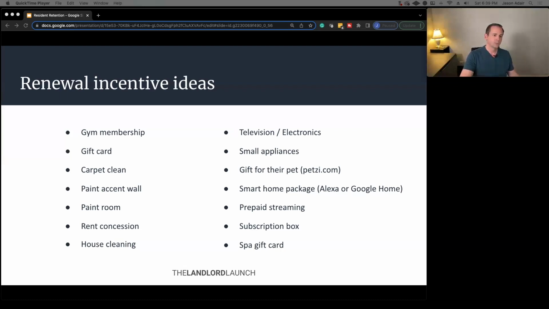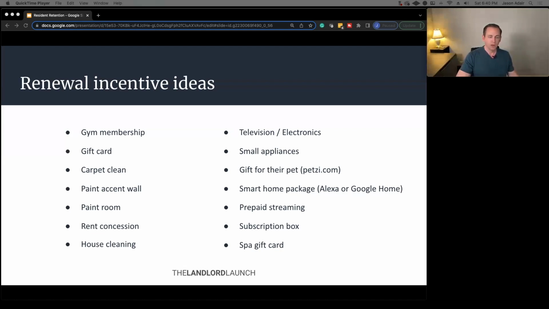So here's some renewal incentive ideas that some people respond to very well. Some of this is going to be situational, depending on your area, depending on the type of tenant that you have. You may know your tenant well enough to know they're a fitness buff, and a gym membership would be very attractive to them. Who knows? But we'll just look at these. So gym membership, for the most part, my gym membership right now is $100 sign-on fee and $9 a month. Pretty cheap. But would that be valuable for someone?